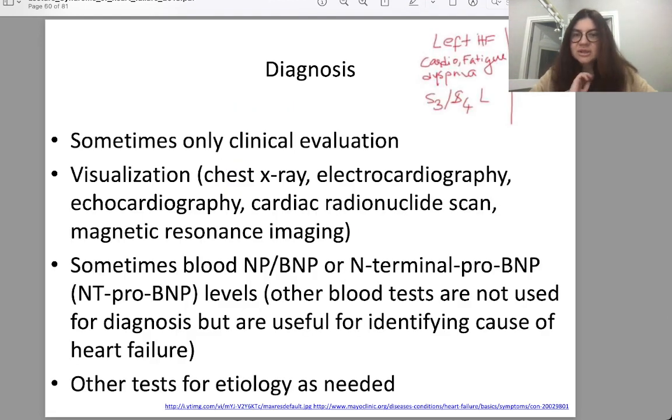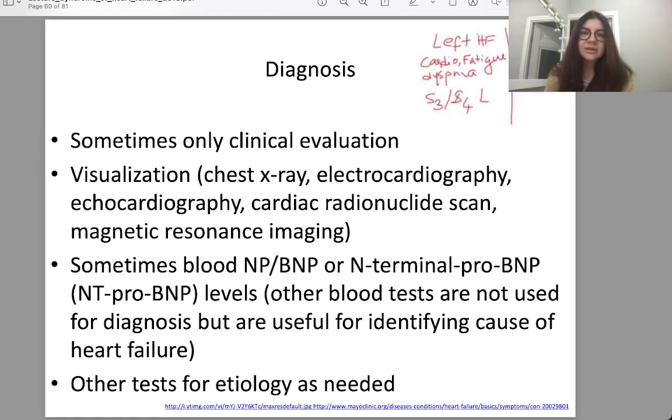Diagnosis. Sometimes clinical evaluation alone helps us to make the diagnosis of heart failure. Just a correct objective examination in most cases is enough to diagnose heart failure. It can also use visualization. Usually we use chest X-ray, electrocardiography, echocardiography, cardiac radionuclide scan, magnetic resonance imaging.